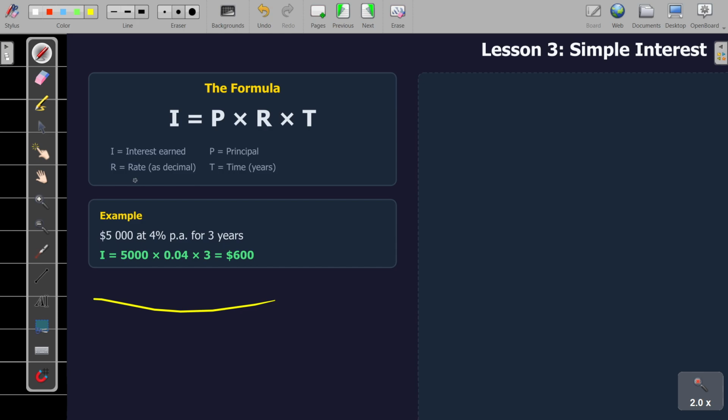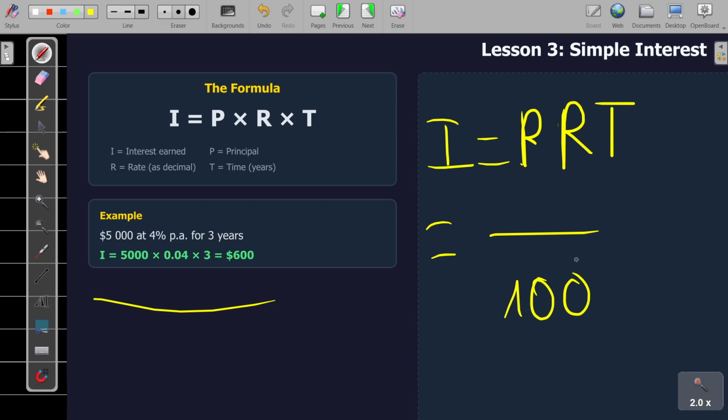Now, because this is R as decimal, technically this is the original formula: P, R, and then T. But if you want to simplify it more, you can just remember there's 100 here, and you don't actually need to divide the R by 100. So you can just plug the raw numbers into this, just as I said before. So you want to substitute the numbers here.